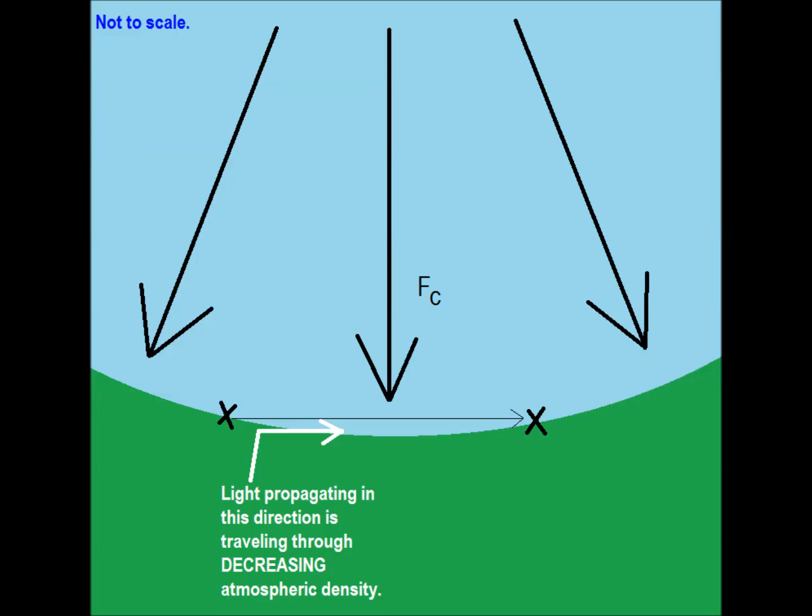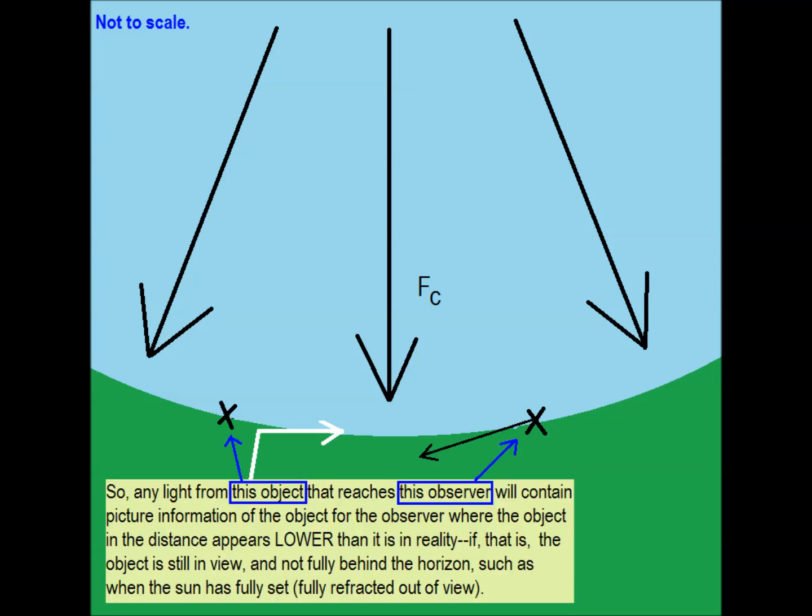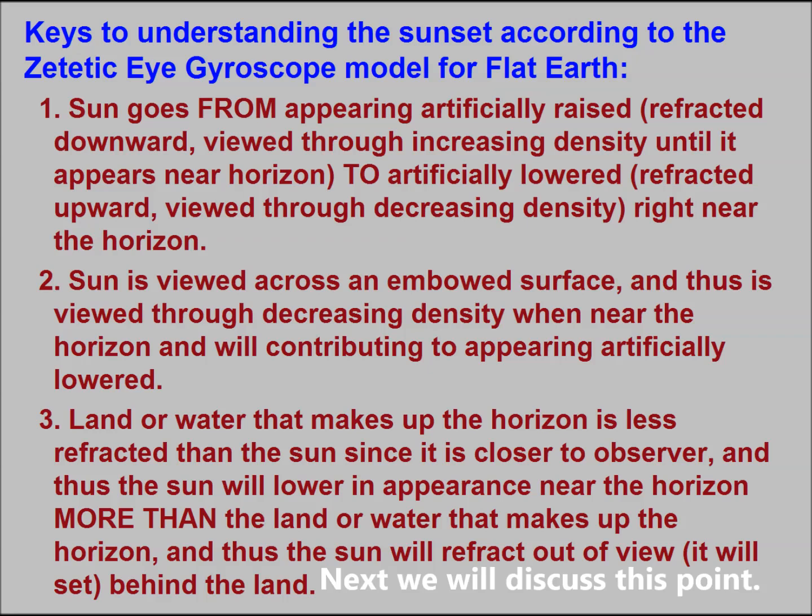It would appear that that is where the embowment would take effect in making objects appear artificially lowered. The filmmaker believes that one could actually calculate the slope of the embowment of the flat Earth plane with this information. However, no such attempt will be made in this documentary. While all three of the points listed in the keys to understanding the sunset are viewed as critically important, this second point is probably the most important one and the one that makes the sunset most understandable. Now let's move to the last point.